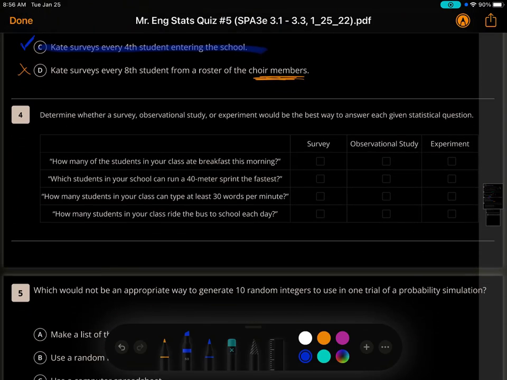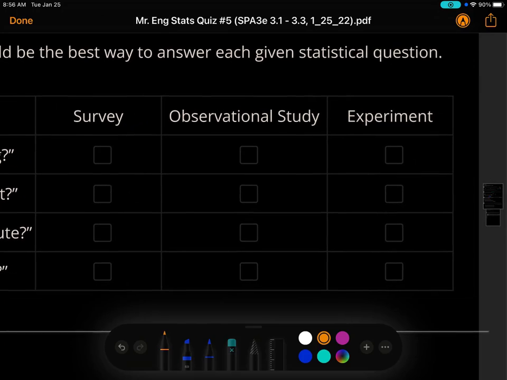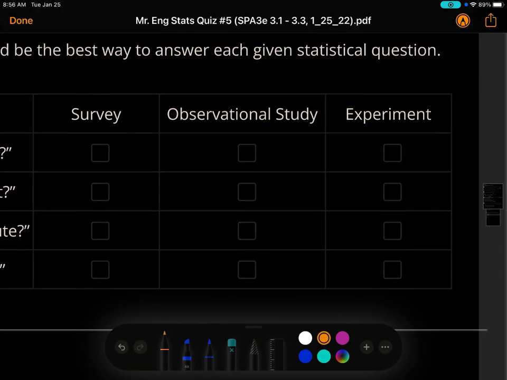Question number 4. Determine whether a survey, observational study, or experiment would be the best way to answer a given statistical question. Okay. Survey, like you just ate at, I don't know, Jack in the Box, and the bottom of your sheet says you want to take a survey. So they just want to get info. But you also have to give info. Give and get info.